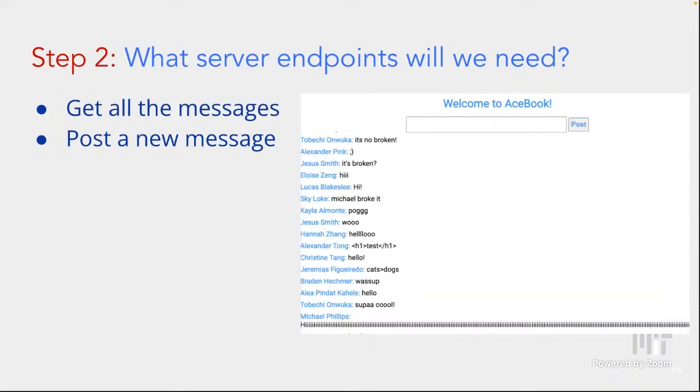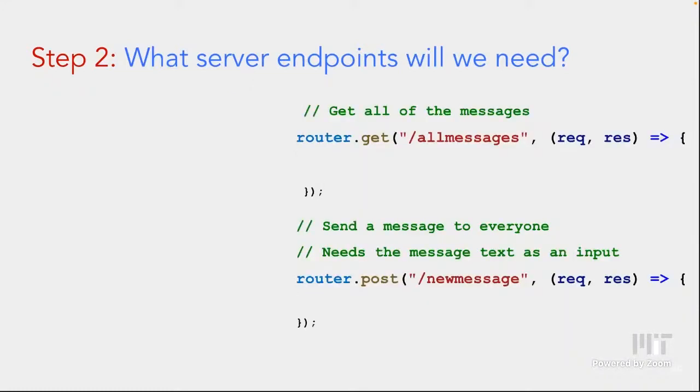Okay, we did step 2. So you can take that result and write your backend. In the sense, you don't have to fill in the methods yet, but you can write out that you need your get request to all messages to be able to get all of the messages. And you need your post request to new message to add a new message.